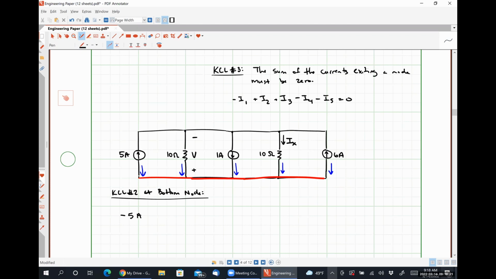Kevin, how do we express the current flowing through the 10 ohm resistor on the left, flowing down? So we're going to have to use Ohm's law here. Right, so it'll be V over R. I agree there.